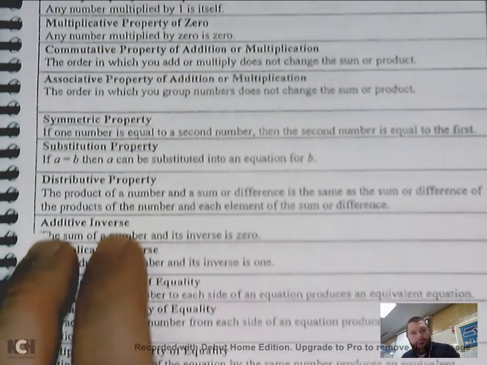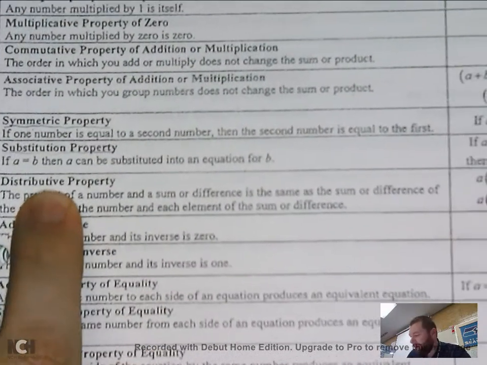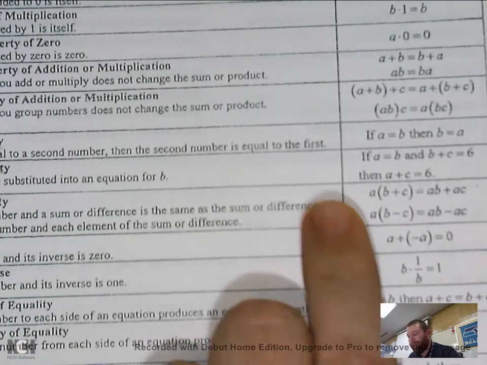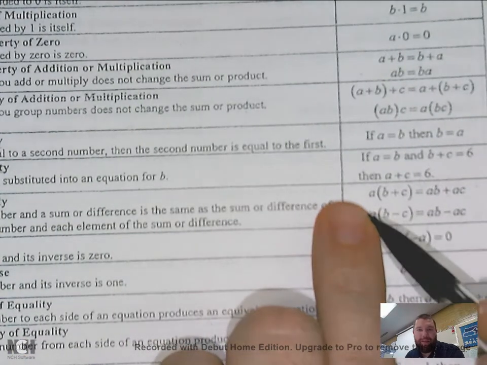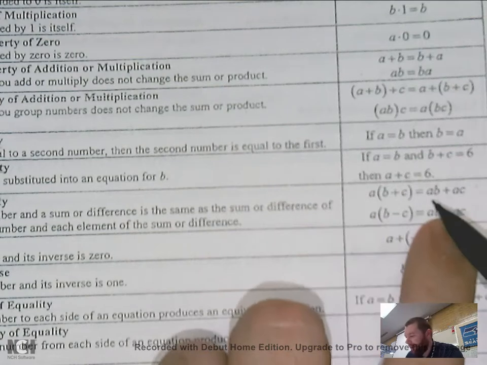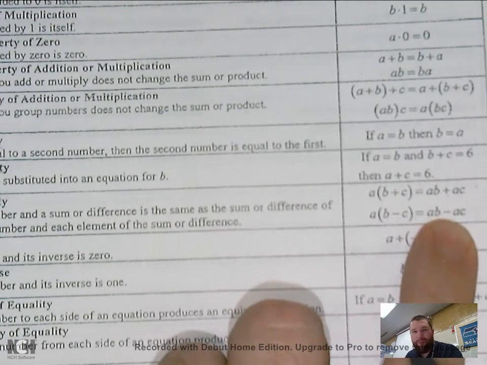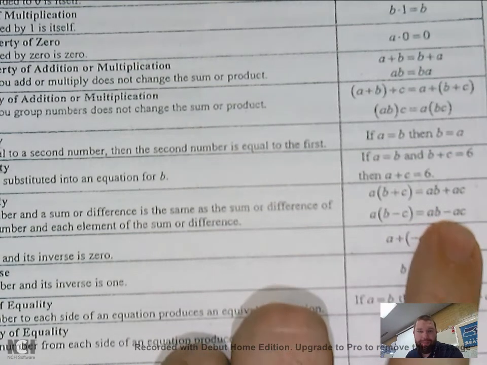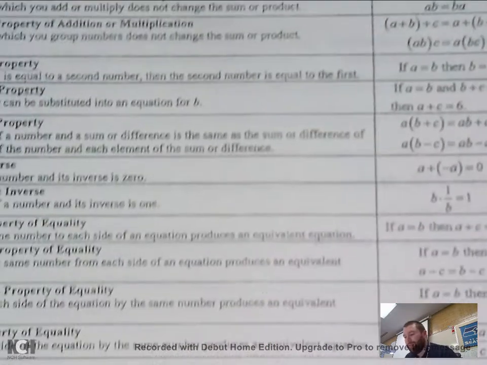Now, the other one, distributive property, you guys have done recently, right? Distributive property just basically means if you have a number in front of a parenthesis, you can distribute it, and that number would multiply with both numbers in the parenthesis. Okay, that's the distributive property.